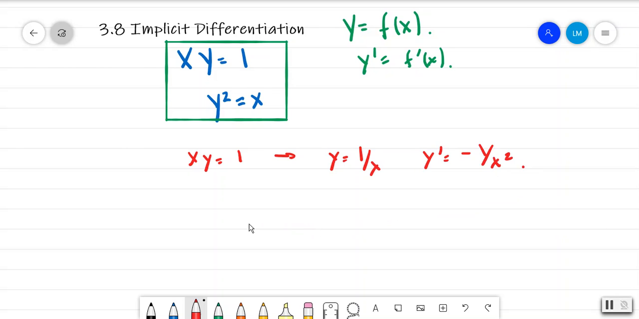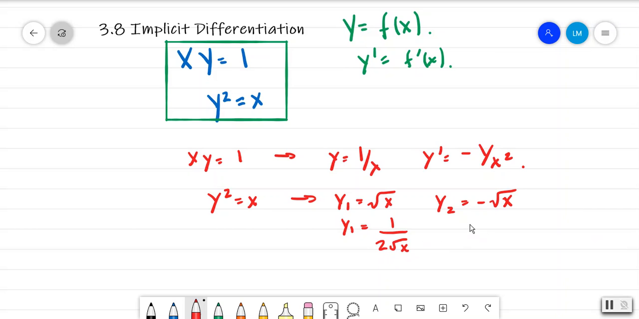Well, that was easy. But notice that if we look at y squared equals x, we figure out that we basically have two functions. We have y equals the square root of x, and we have y equals the negative square root of x. So it's not really clear where y is positive or negative. So this would be 1 divided by 2 root x, and this would be negative 1 over 2 root x, and those would be the y primes.